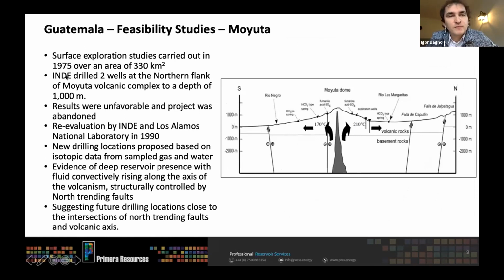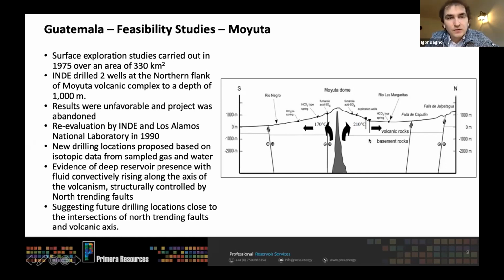This is the Guatemalan Institute for Electrification, which initiated exploration first, and they followed basically the volcanic complex and northern flank of the Moyuta dome to a depth of 1,000 meters. Results were unfavorable at that stage. Project was abandoned, but then it was re-evaluated by, again, the same institute and Los Alamos National Laboratory in 1990.